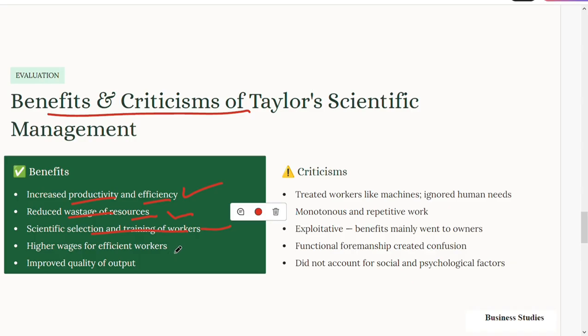Then wage of efficient workers. So give higher salary to the efficient people and give lesser salary to the people who are less efficient, so that they become, over a period of time, more efficient. Then improve quality of production.